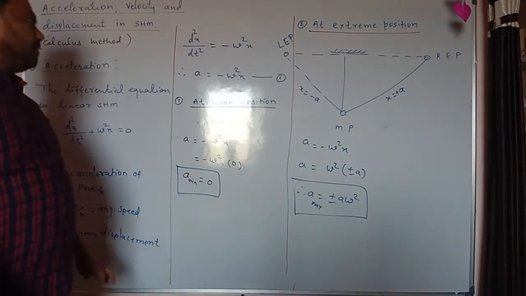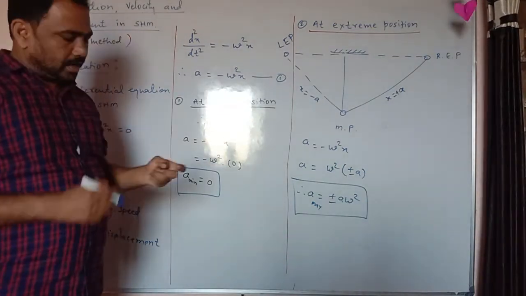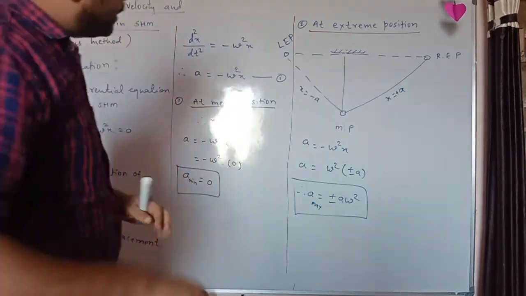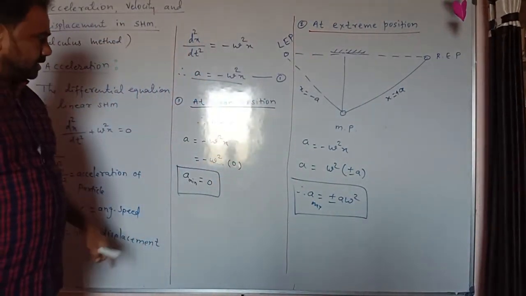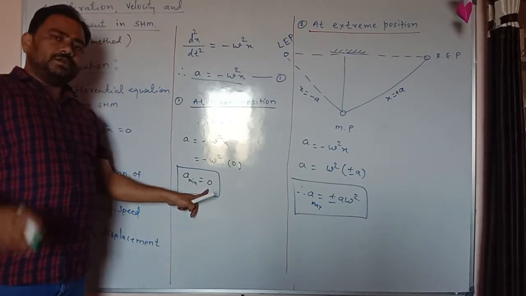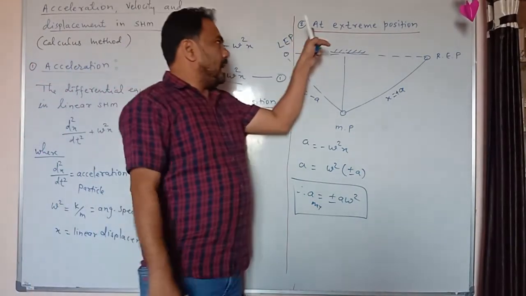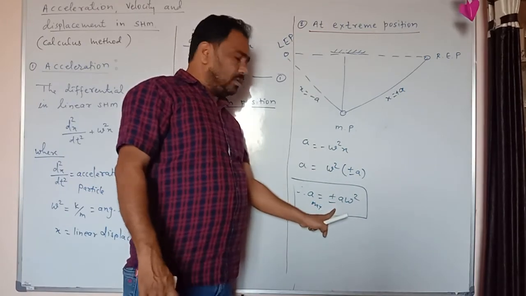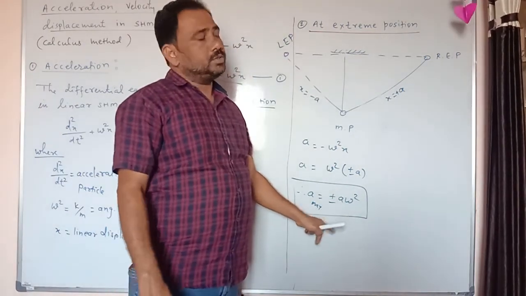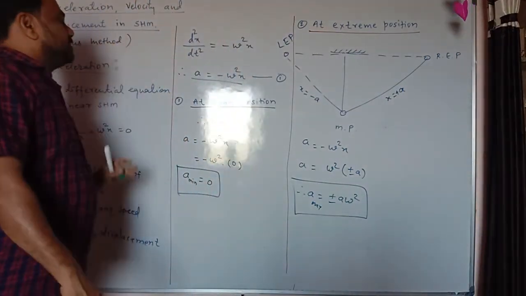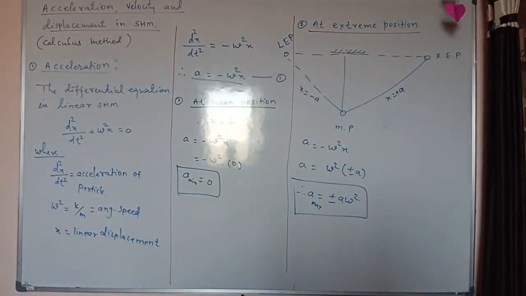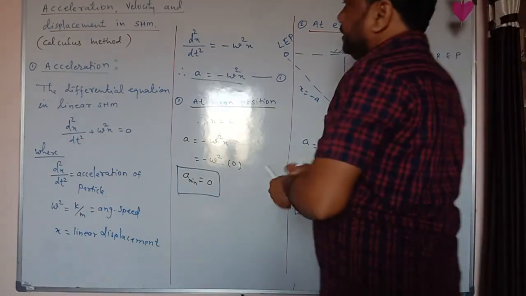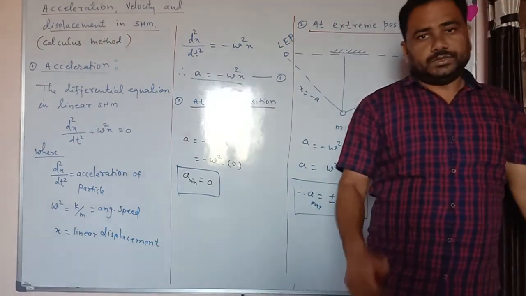So you should remember the acceleration equation. The general equation for acceleration is minus omega square into x. Acceleration at mean position is always equal to 0, and acceleration at extreme position is always plus minus A omega square. You must know all of these things because these are very important. Okay, so this is about acceleration. Thank you.